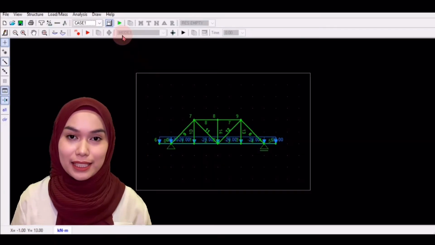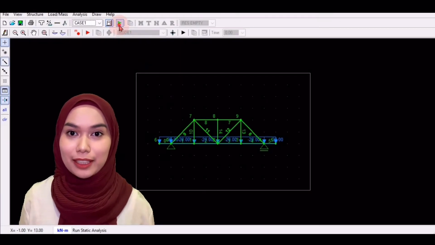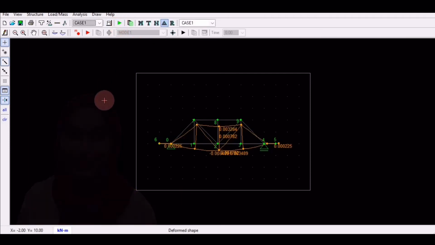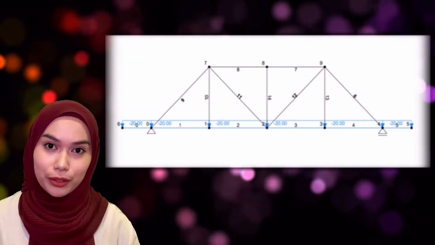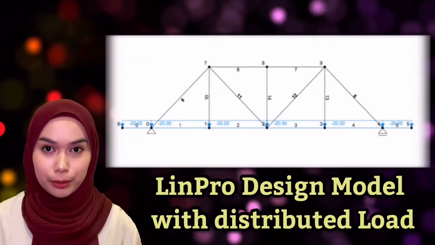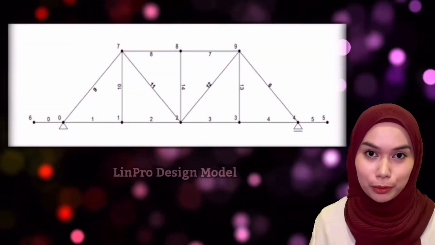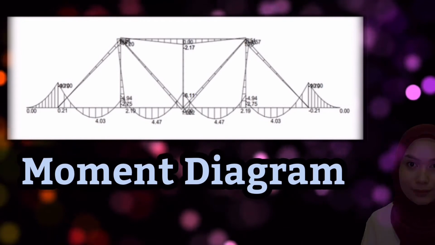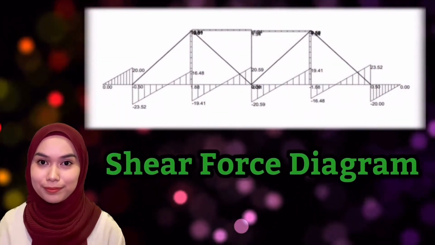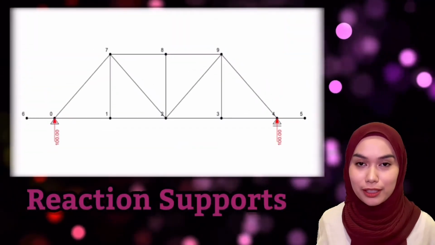And lastly, this is our design model for our final report of our analysis. And now I will run the analysis. So this shows the LimPro design model with distributed load. And this is the LimPro design model, the moment diagram, shear force diagram, axial force diagram, reaction support, and the deflection line.